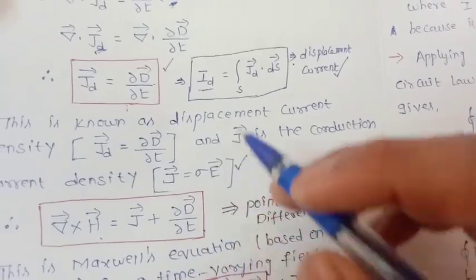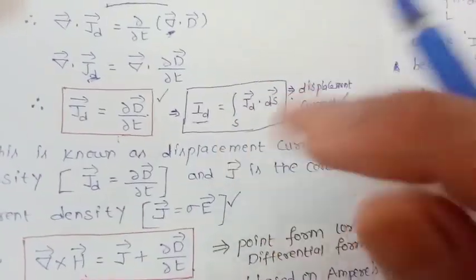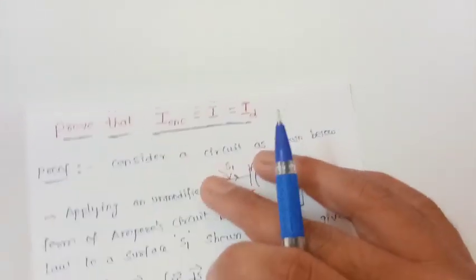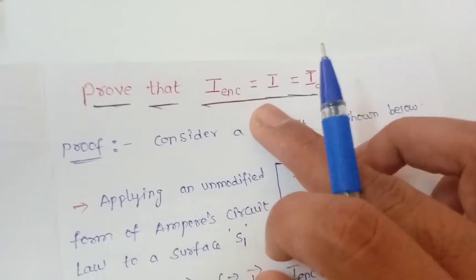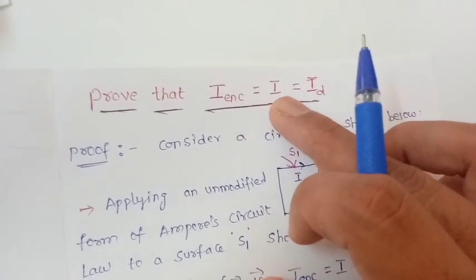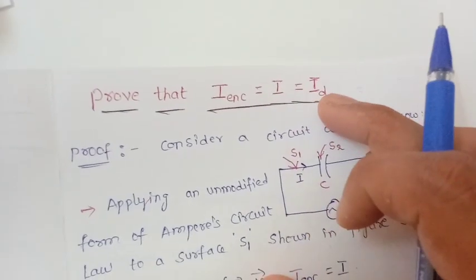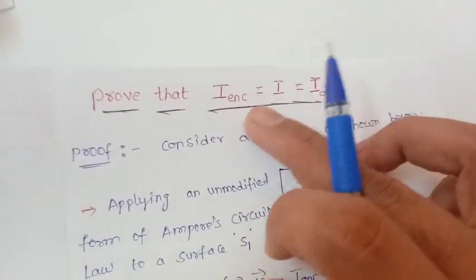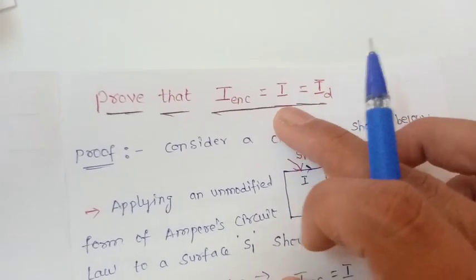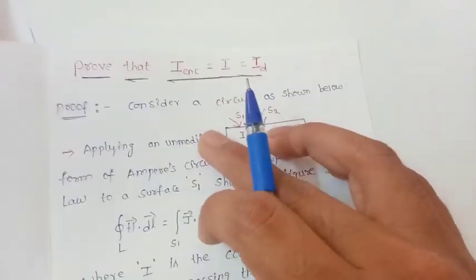Okay, whether the displacement current and the conduction current both are equal or not. Now this is a very important question. We are going to prove that the current enclosed by the Ampere loop is equal to the conduction current or it is equal to the displacement current. We are going to prove that this conduction current and this displacement current both are equal.